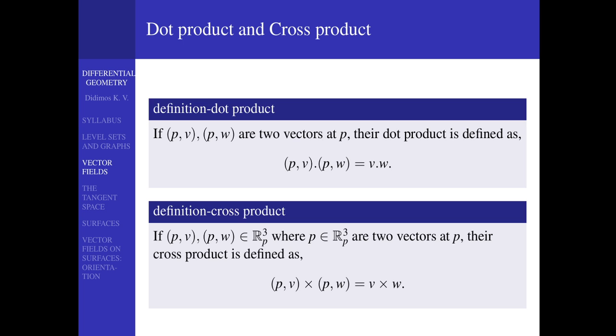Now you can define again the dot product of two vectors and the cross product. Obviously, the cross product is defined only for vectors in R^3. The dot product can be defined for any R^(n+1). So that is defined as v · w, the dot product in R^(n+1). The cross product v × w should be in R^3, not in R^(n+1).